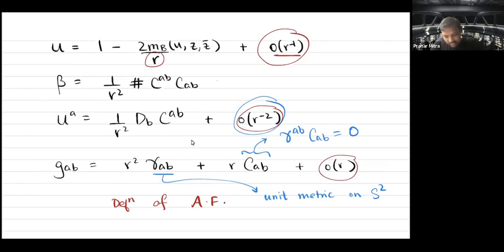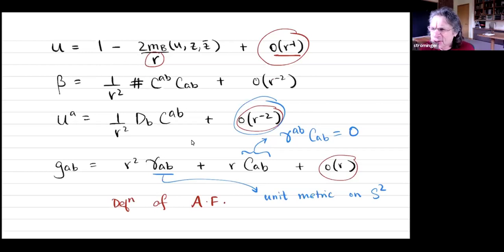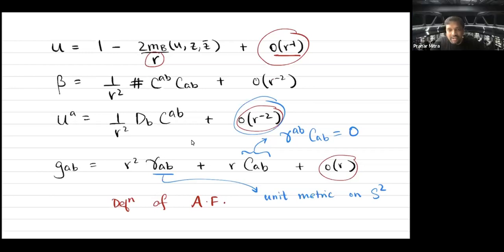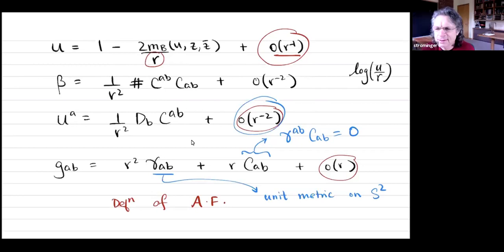CAB plus order. Is the thing that Ashok has been talking about, is that a log? Yeah, the logs that appear in the large R expansion of these things will also correspond to logs in U, because the only dimensionless log that you can actually have is log U over R. So yeah, he's talking about the log of U, but if you have a log of U, then you also have logs in R. Right. Yeah.